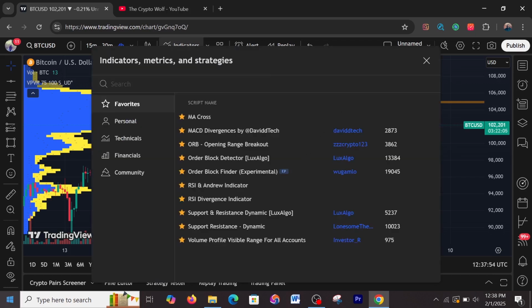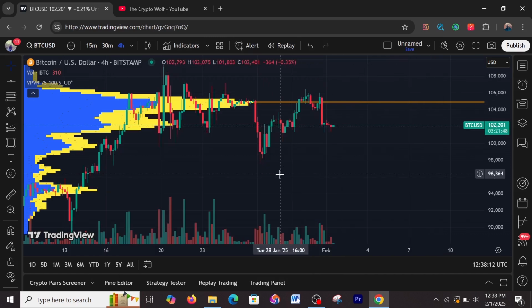It's called Volume Profile Visible Range for All Account Investor Arrow. This indicator is actually a paid indicator on TradingView. TradingView doesn't allow you to use it for free, but this guy created a free version, so it helps you to spot the price for which there was the highest volume. At what price were people willing to buy the most? That information is very important. If it's not important, TradingView won't tell you to pay for it.